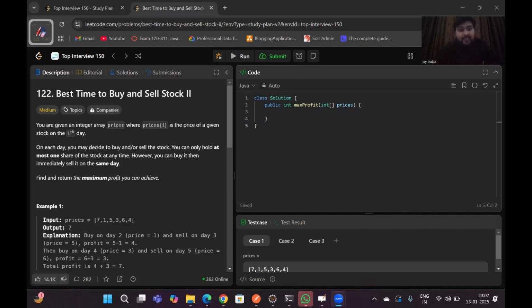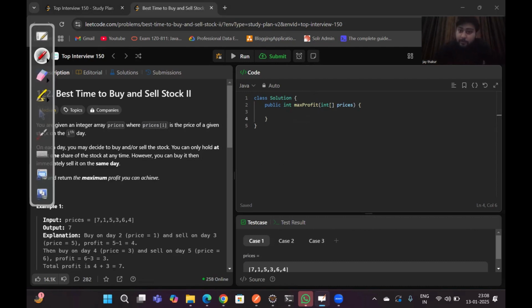Now what is this problem, best time to buy and sell stock second, saying? Basically we are given an array prices where prices[i] denotes the price of the stock on the ith day. And the question says you can make any number of transactions, like you can buy any number of times or sell any number of times. But there must be an order to buy and sell. Let me make you understand with the help of an example.